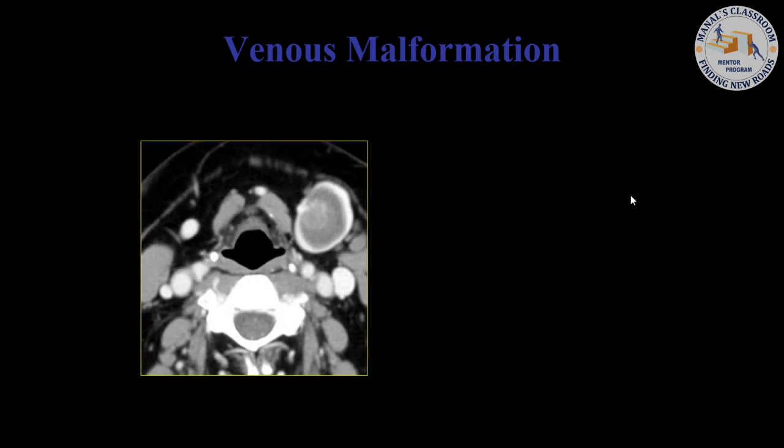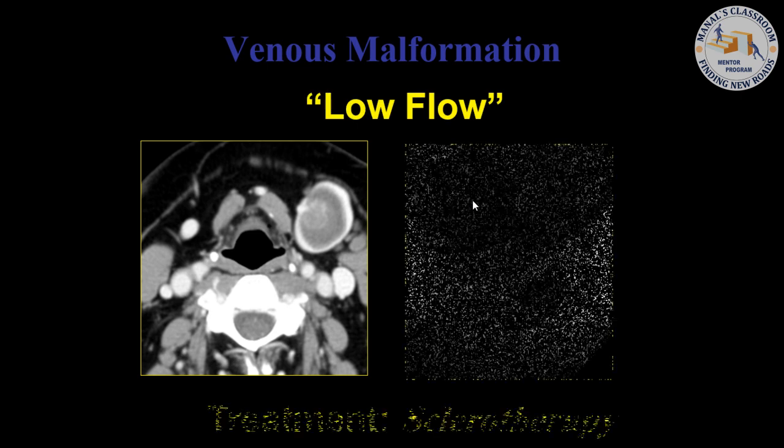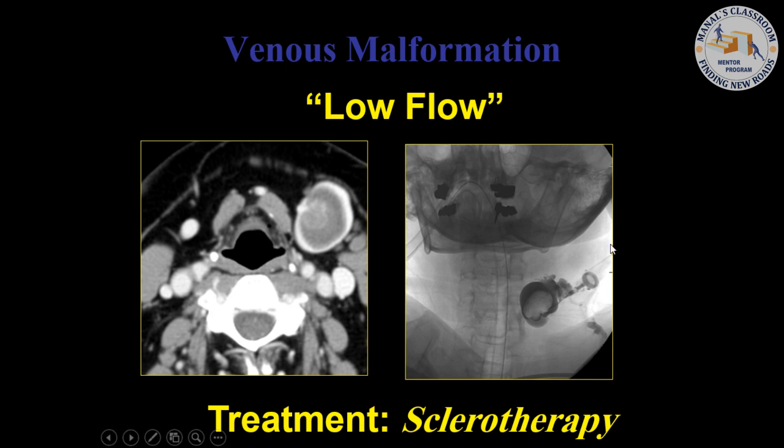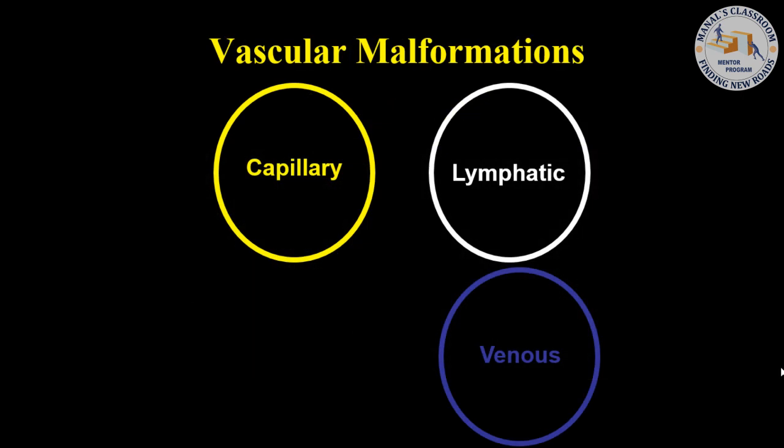So remember with venous malformations, there's slow flow. It doesn't have the high flow that we typically see in other more vascular structures. So this is a low flow lesion. So if we identify the low flow, then this will be treated with sclerotherapy. So again, the role of imaging is twofold. It's initial diagnosis, and it's also to help triage these patients.